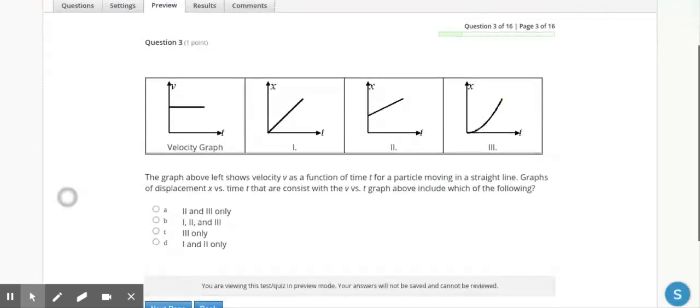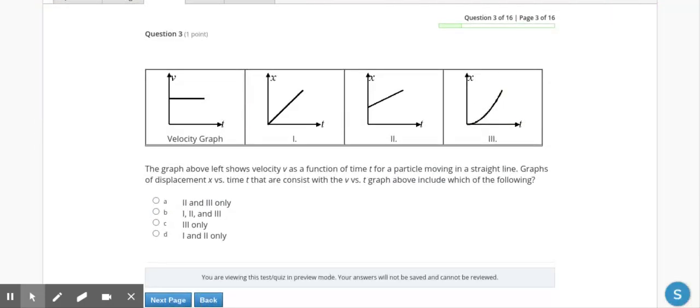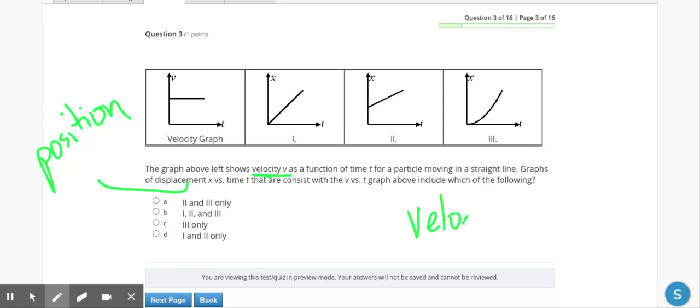Alrighty, we've got a velocity time graph. First of all, the graph above left shows velocity. Be very careful. Velocity versus time for a particle moving in a straight line. Graphs of displacement versus time. Okay, so that's the same thing as position. So which ones match that? Basically, here's the deal. We know velocity is going to be the slope of our position time.